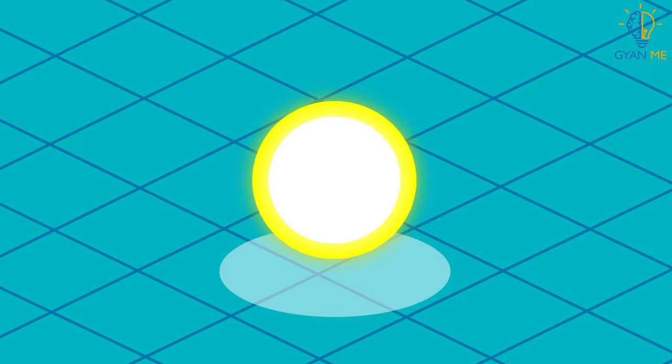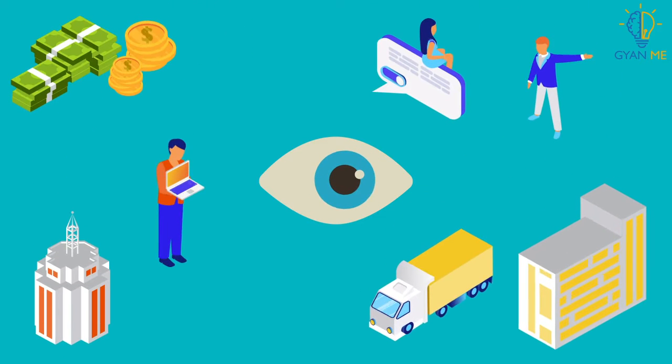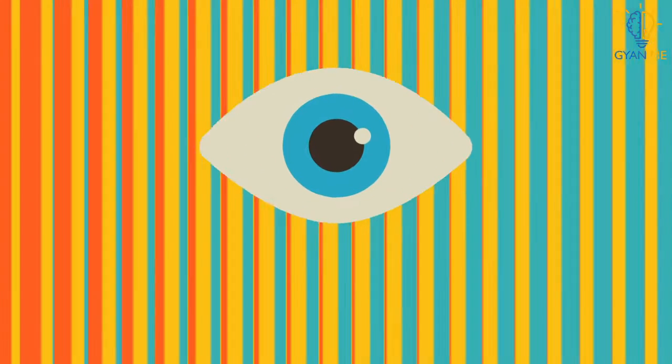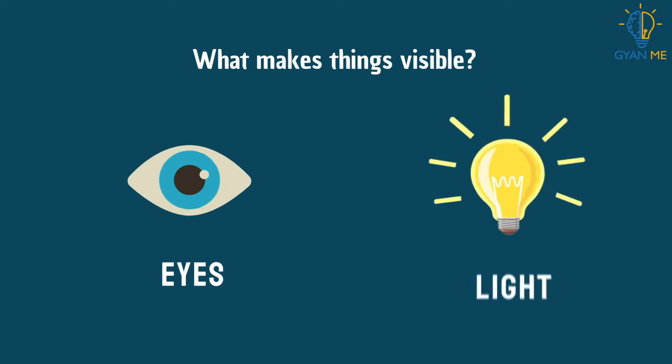Light is a form of energy, and because of this light we are able to see things around us. That is, light generates some kind of sensations in our eyes. So then think, how and when are we able to see things? Is it because of eyes or light?